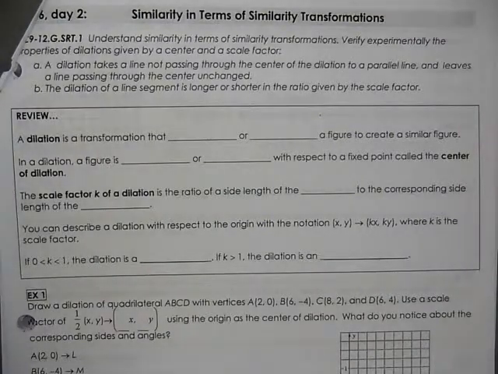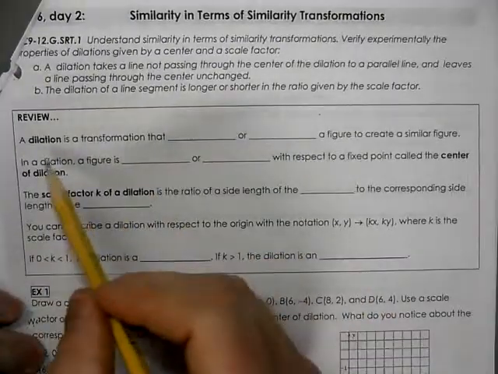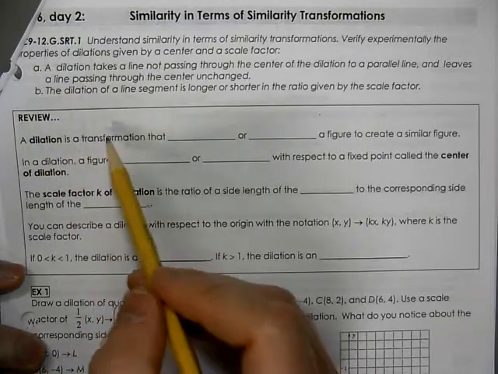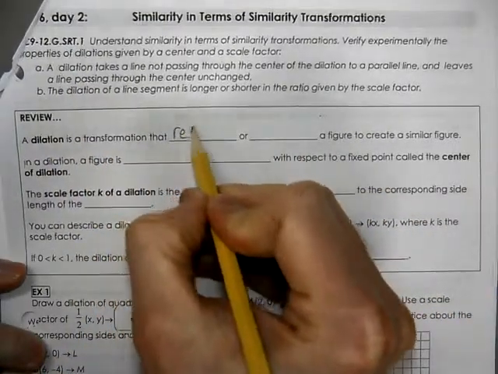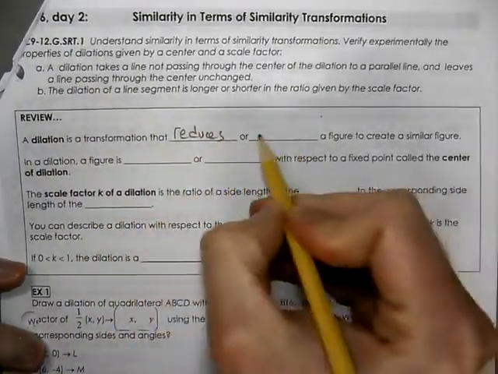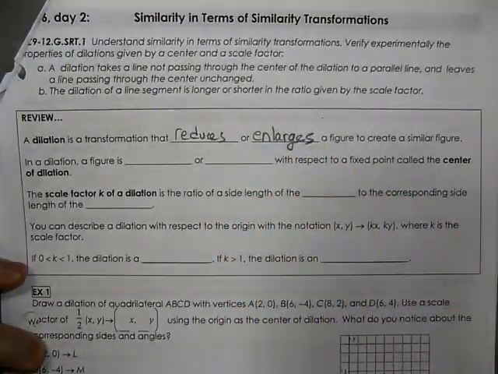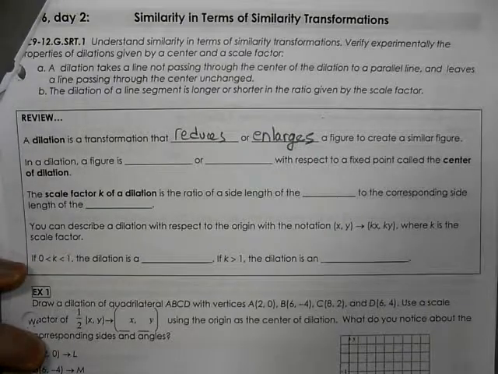This is Geometry, Day 2 for Unit 6. We're reviewing some of our thoughts about dilation. We know that a dilation is a type of transformation that reduces or enlarges a figure to create a similar figure.